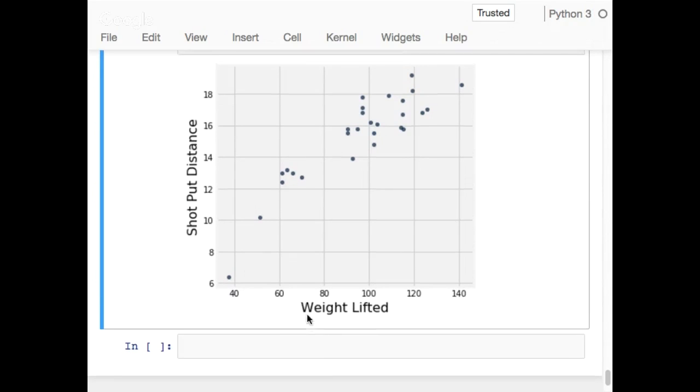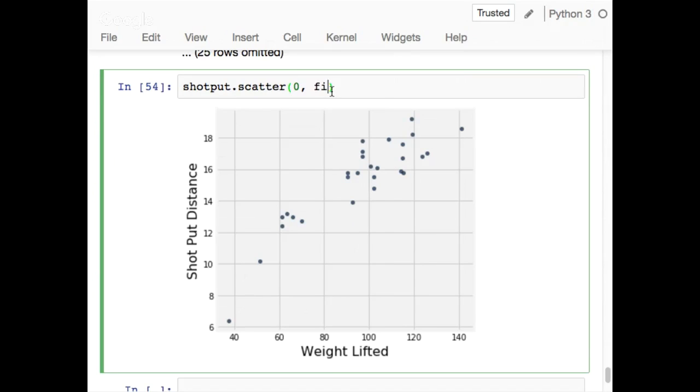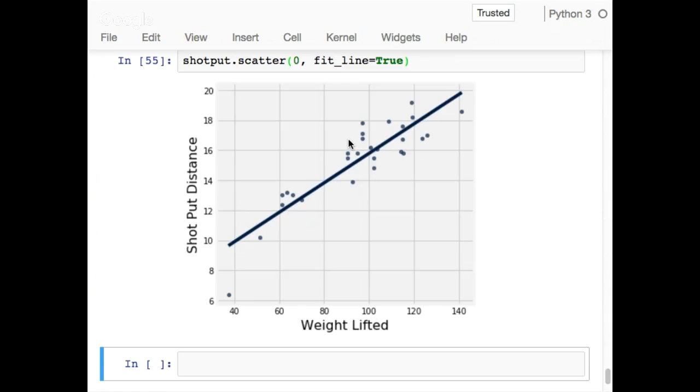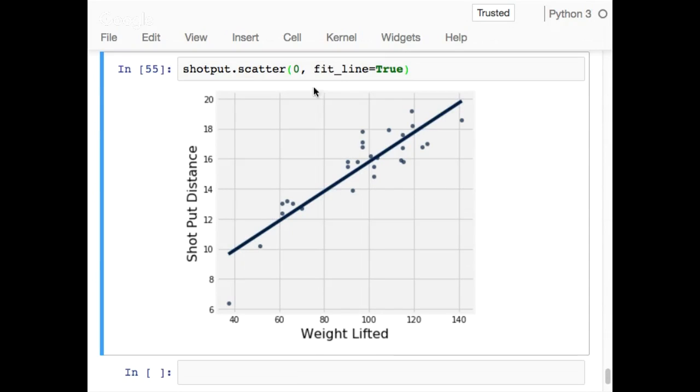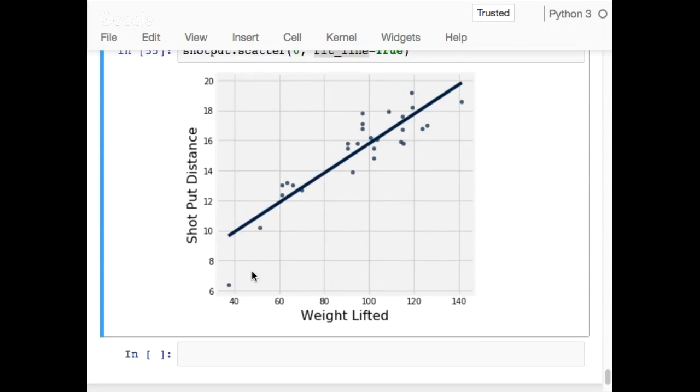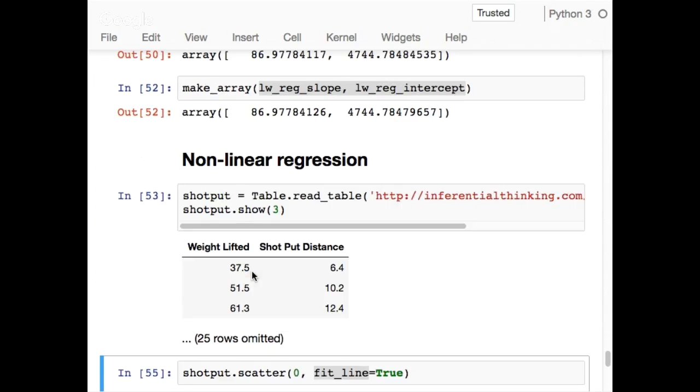And indeed, if I were to fit a line to this, so if I just add fit line equals true, you can draw a line without having to do any of that mathematical finagling that we did before, but it doesn't give you the slope and the intercept. It just draws a line. So here's a line. It looks like it does go through most of the points, but the points down here are kind of left out. Okay. And what we can do now is we can say, okay, it looks like there's a curve in my data. Can I fit a curve instead of a line? And it turns out that now we can.